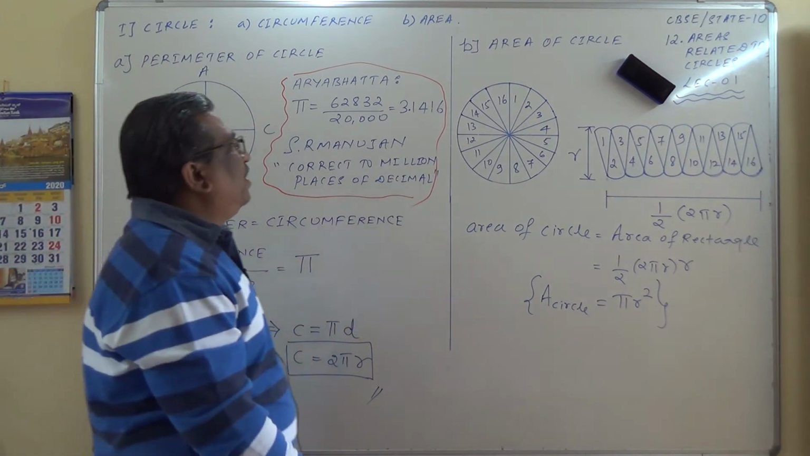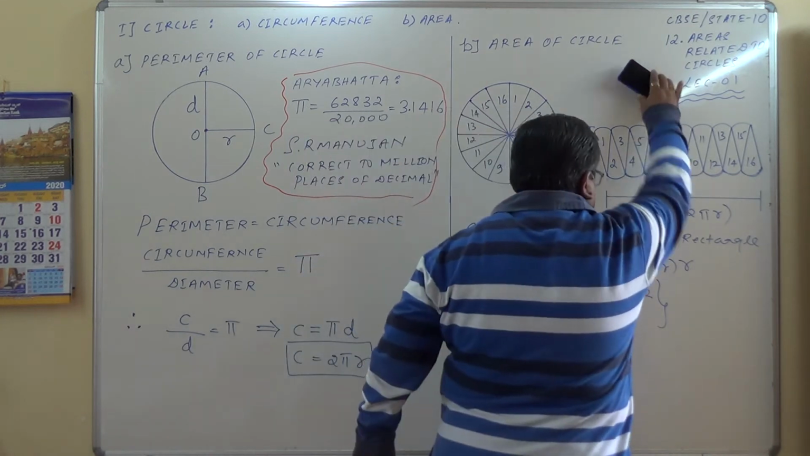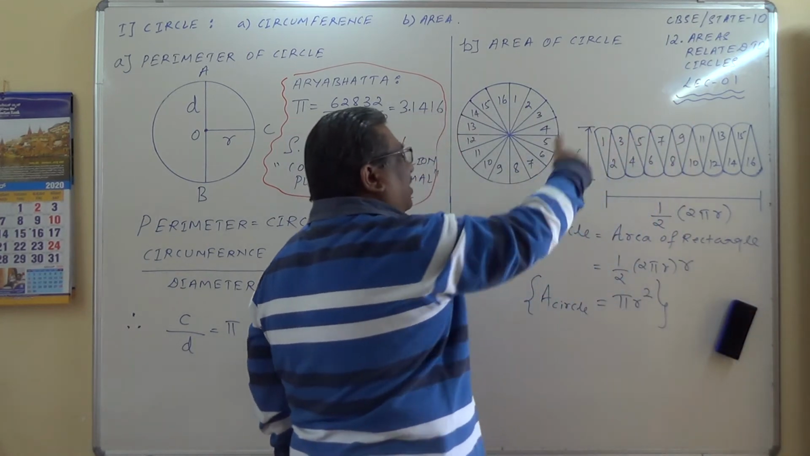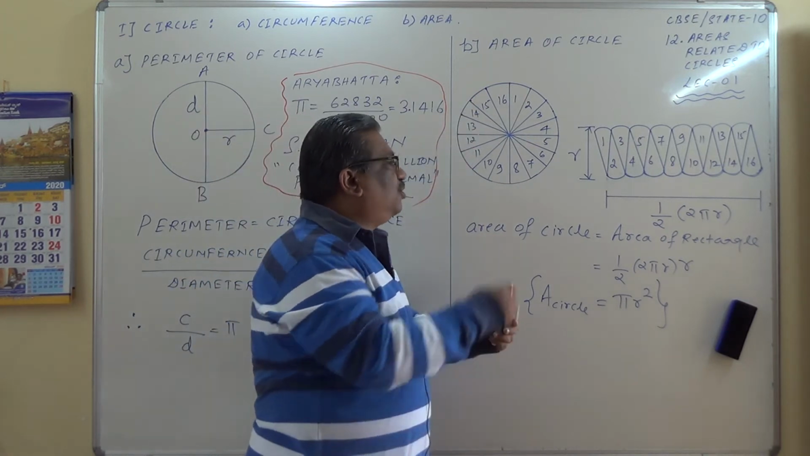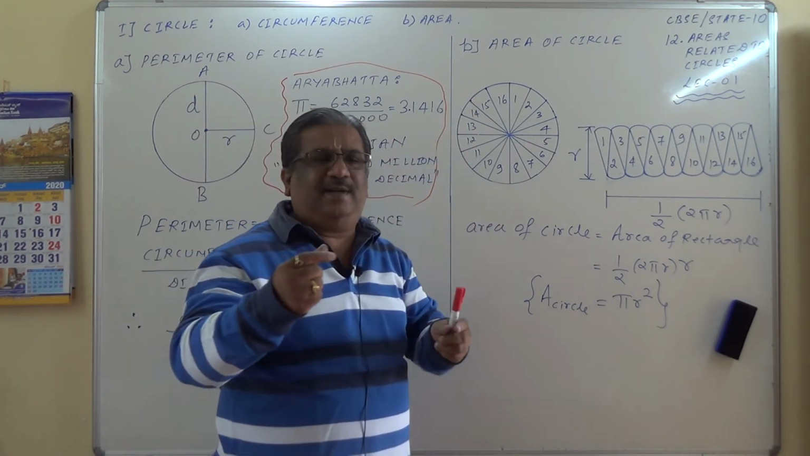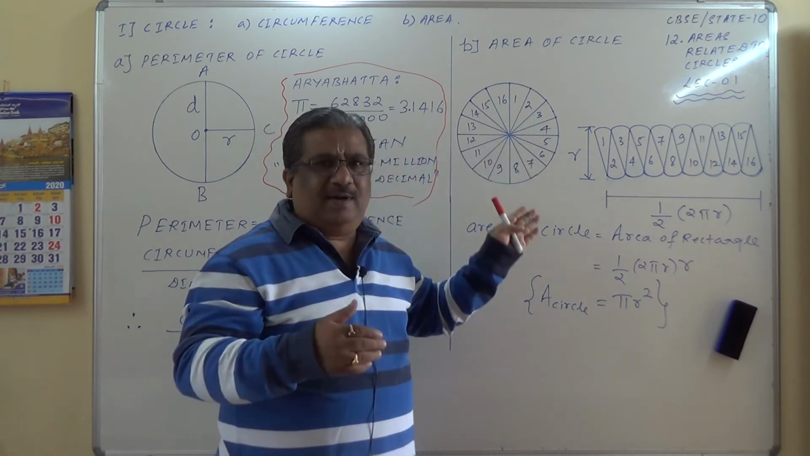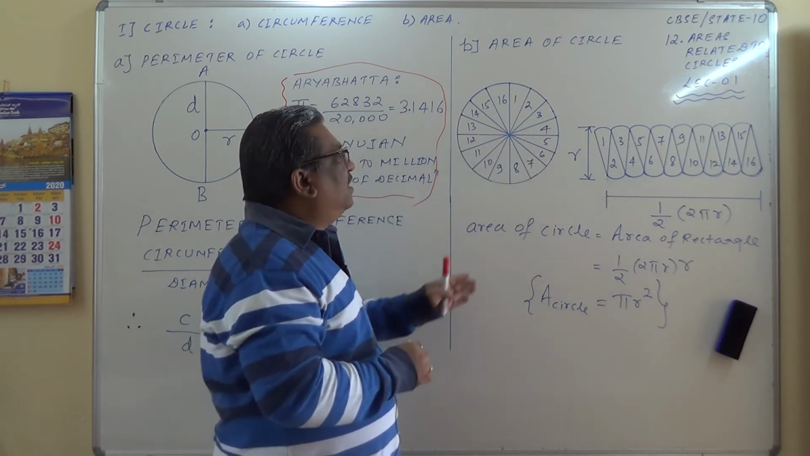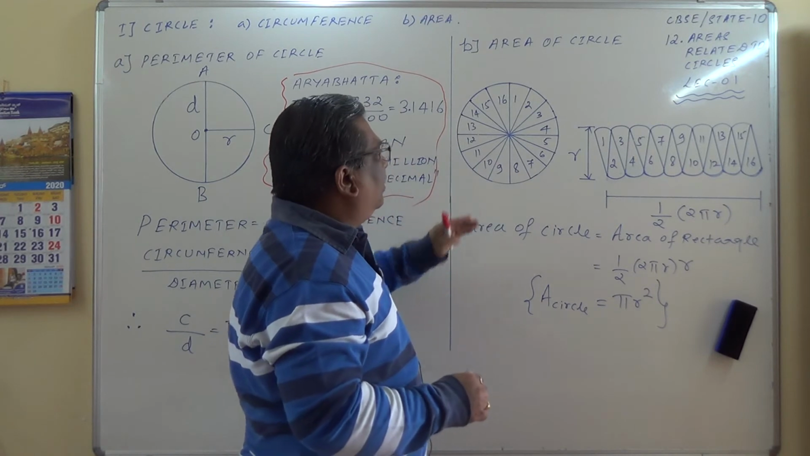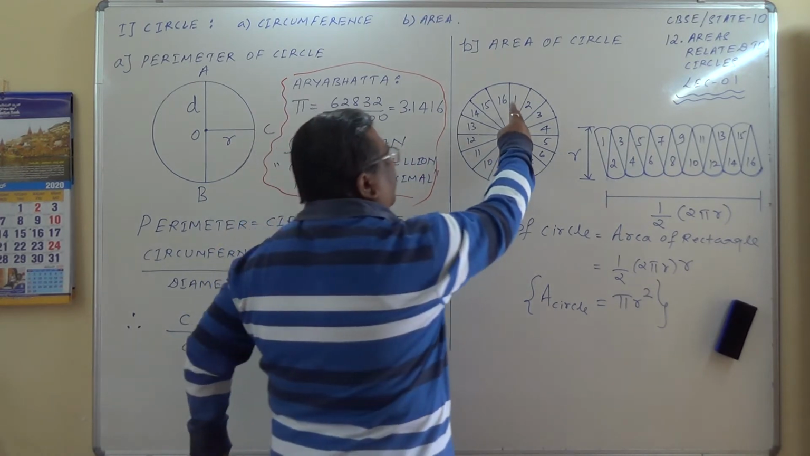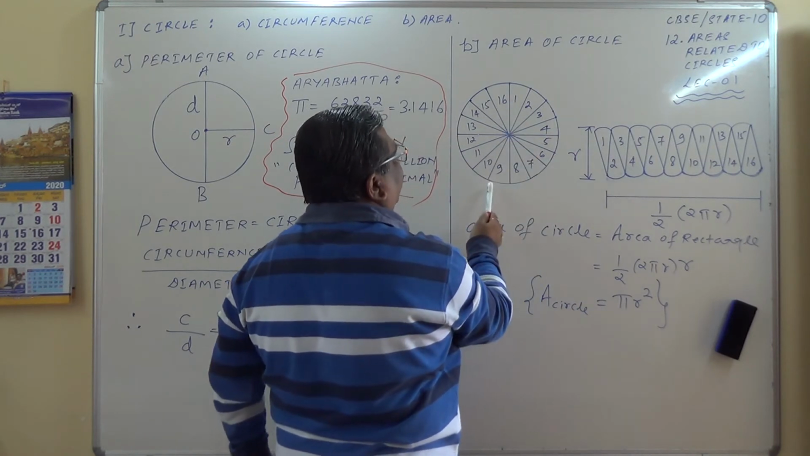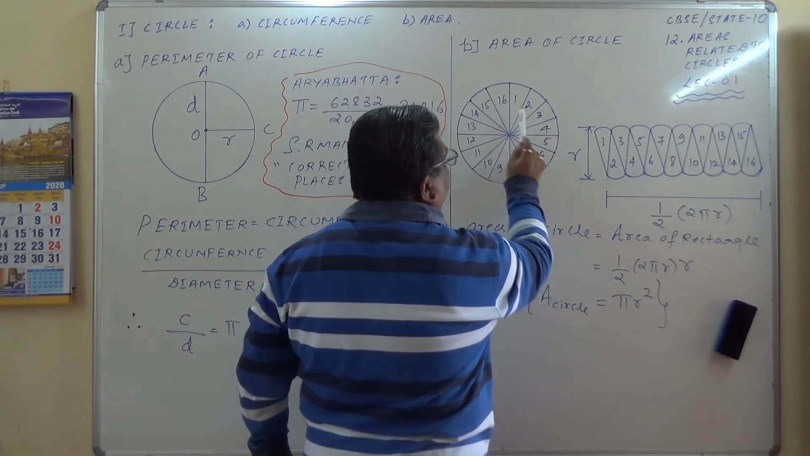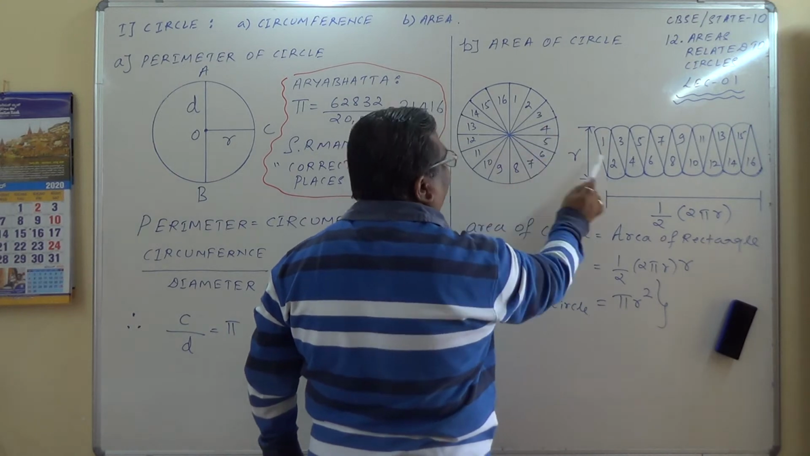Now, how to calculate the area of the circle? One rough estimation is how we can calculate it. The entire circle can be divided into smaller and smaller arcs, smaller and smaller sectors. If we divide the entire circle into smaller sectors, then you cut those pieces and join them in this form. Say for example, this circle has been divided into 16 pieces. Cut this piece, keep it like this. Cut the second piece and keep it this way.